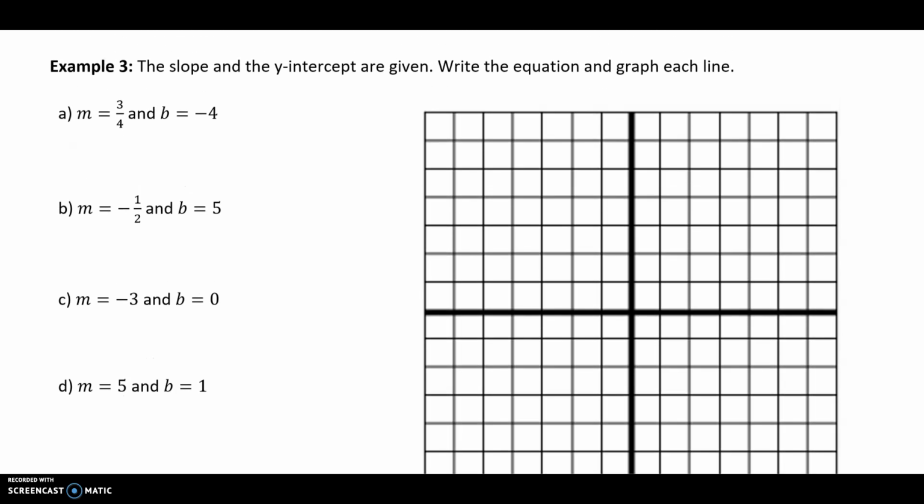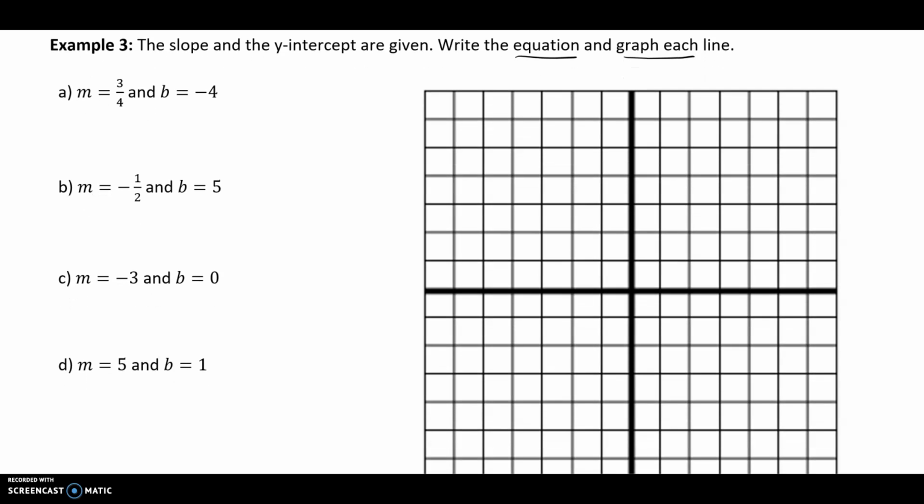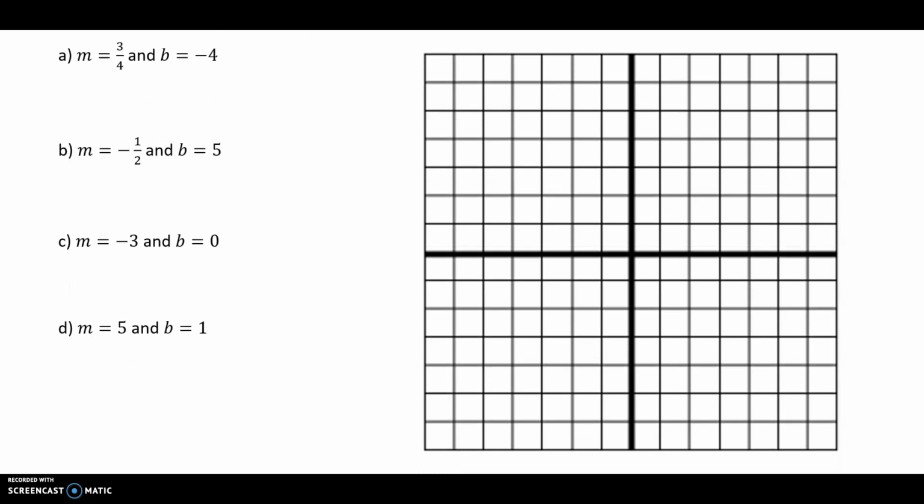In example 3, now this is what is going to be new for us. Example 3 says the slope and the y-intercept are given. We have to write the equation and we're going to graph the line. And we're going to graph the line without actually doing a table of values. This is a new method of graphing, and it's using the slope and the y-intercept.